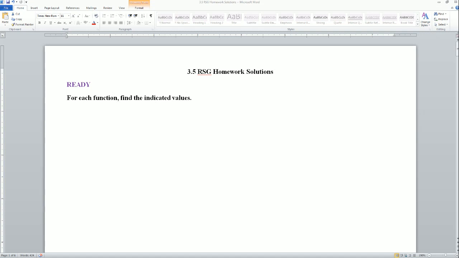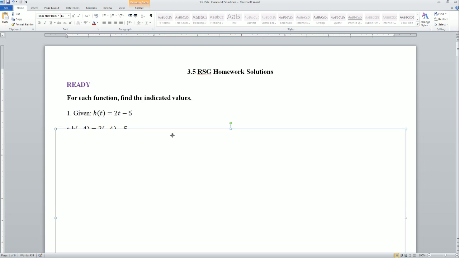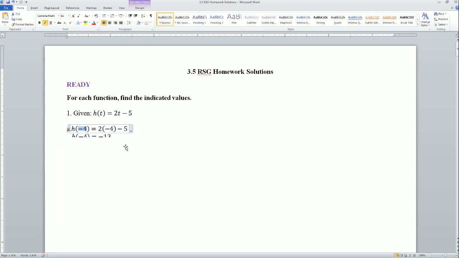Welcome, this is a 3.5 Ready Set Go homework solution. Here we have the ready part. It says for each function find the indicated value, and we're given the function h and asked to find h of -4. So I plug in -4 for t, because you see how t is replaced by -4. So t here is substituted with -4. 2 times -4 minus 5 is -13.